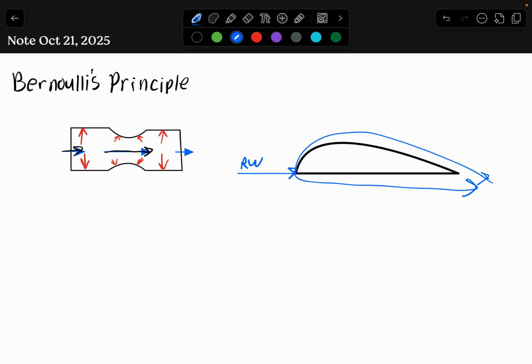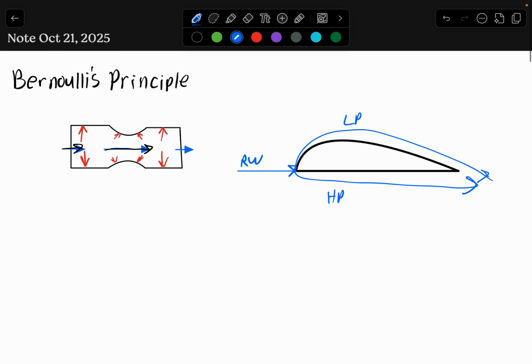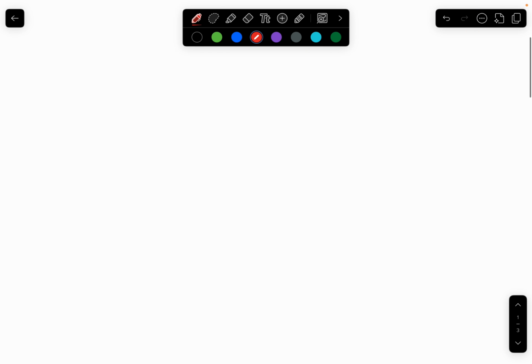hits this camber, right, and it speeds up as it comes down, right? And what that does is, like we stated before, if that airflow speeds up, it decreases its pressure, right? So we have low pressure on the top, high pressure on the bottom, right? Cool. All right, now this high pressure seeks low pressure, which means we have an upward force. And that's Bernoulli's principle.